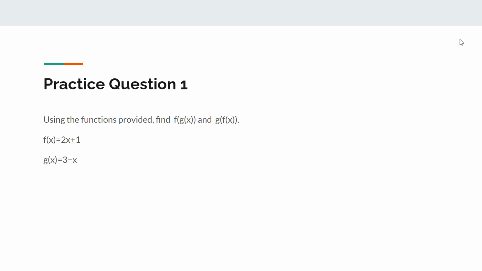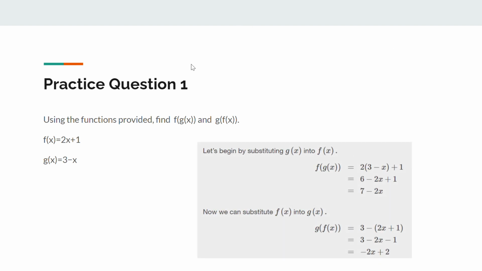Alright, so here's the solution. We begin by substituting g of x into f of x. So f of g of x is going to be equal to 2 times the whole thing, 3 minus x, plus 1. So it's equal to 6 minus 2x plus 1, which is also just 7 minus 2x.